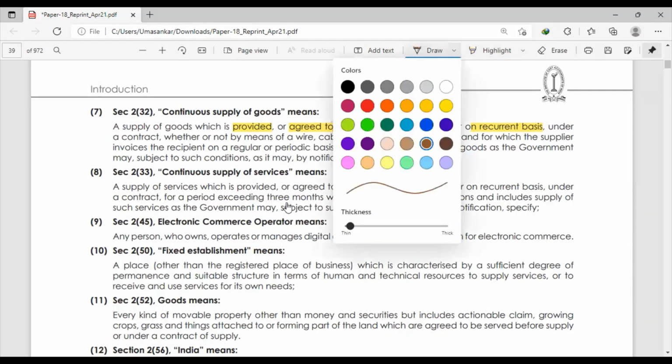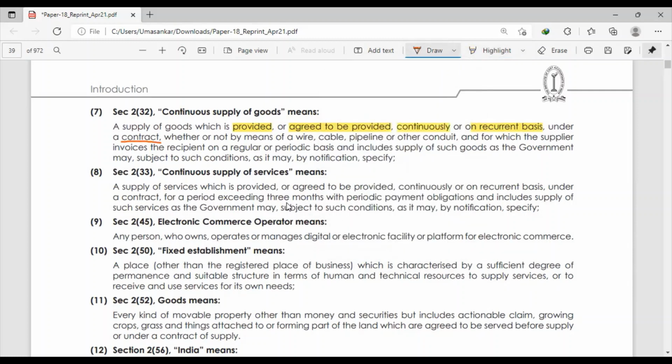Okay, here it is saying it is under a contract, whether or not by means of any wire, cable, pipeline, conduit, for which the supplier invoices the recipient on a regular or periodic basis. Regular or periodic basis, and includes supply of such goods as the government may, subject to such conditions, specify by notification.